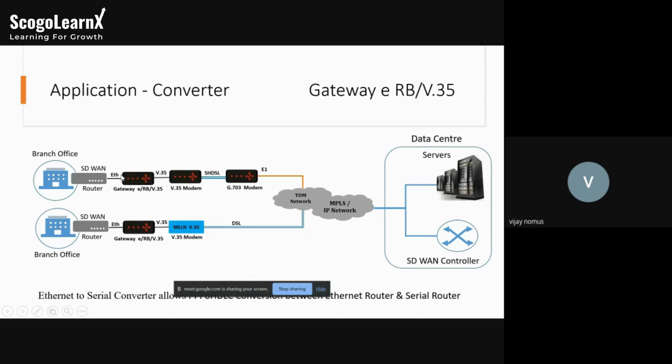Whatever I am showing right now using the mouse cursor, that is the non-MLLN circuit, which will have the V35 modem, and in the exchange will have one G73 modem. And the one below, this is the MLLN circuit. In the MLLN circuit, there is no exchange modem. The DSL will be terminated directly to the TDM network.